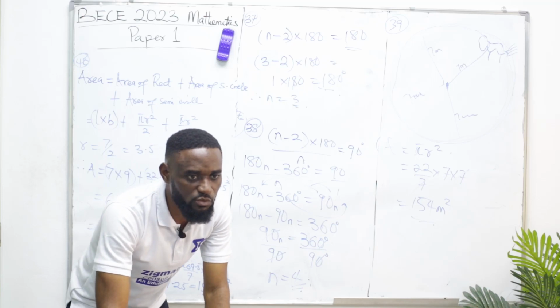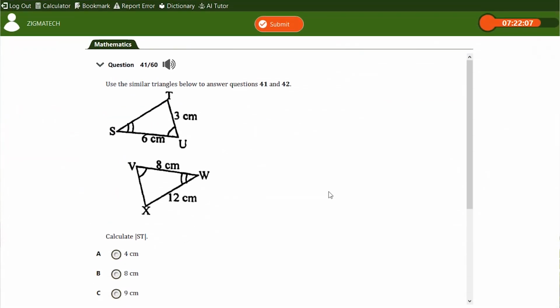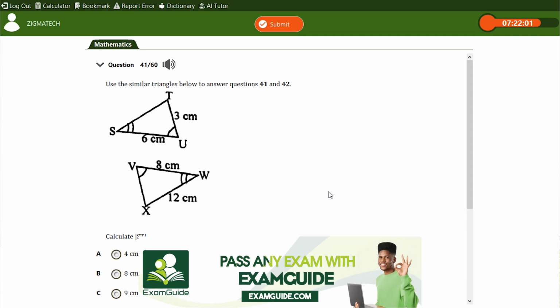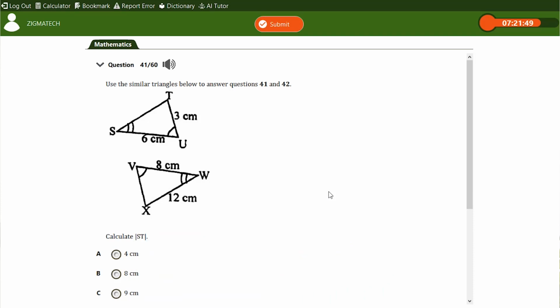Okay, so let's look at the next one. Number 41. Similar triangles. All right? So we have used the similar triangles below to answer 41 and 42. So let's look at that. If you did not get some part of these things, ask questions. We will have to explain to you more or go back to everything we did there. It is self-explanatory. All right.